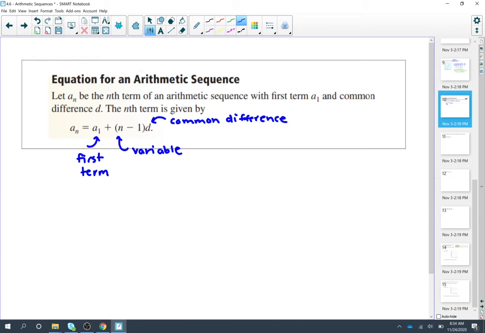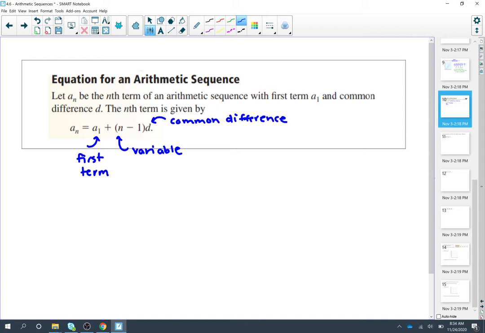Now, this is used for finding any number in the pattern. When we make the table, we say this is the first number, this is the second number, this is the third number. Well, what if I want the 100th number? That would take a long time to sit there and keep going until you get to the 100th number. So instead, we can write this formula, which when we substitute in 100, will tell us which number that is.